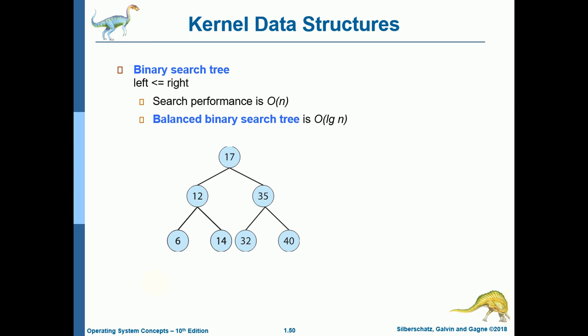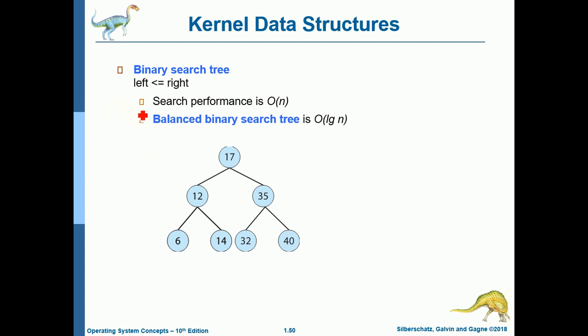Okay, we also have a binary search tree. So we have this rule that left is less than or equal to right. As you can see, 17 is the number. It means that all that is located on the left side of 17 are less than 17. So we have 12, 6, and 14. And then any number greater than 17 is on the right side. So 35, 32, and 40. I will have a separate lesson here on how to construct a binary search tree from a pre-ordered list of elements.